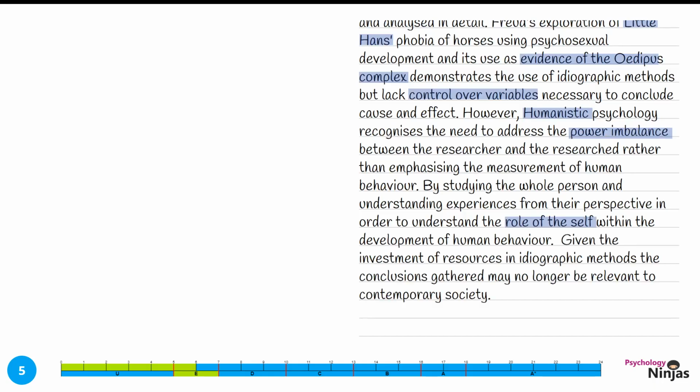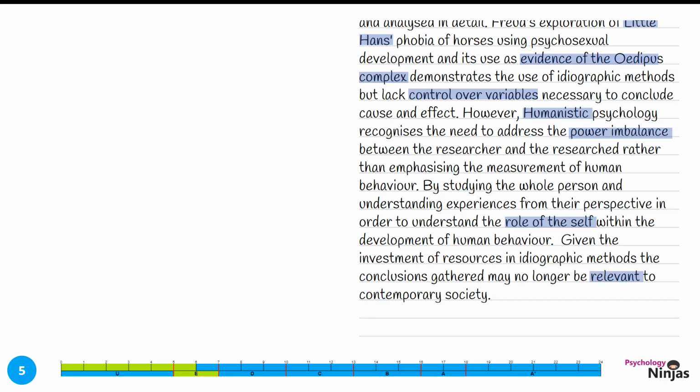Given the investment of resources in idiographic methods, the conclusions gathered may no longer be relevant to contemporary society. So because these are often longitudinal, gathering in-depth data, by the time we come to our conclusions, actually society may have moved on and this behaviour might not be so important, or these ideas may no longer be relevant.